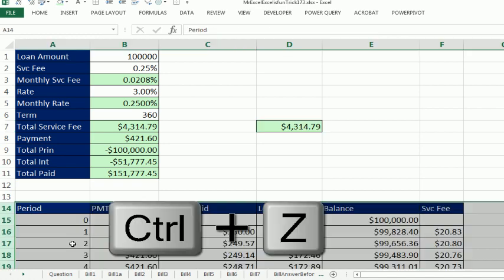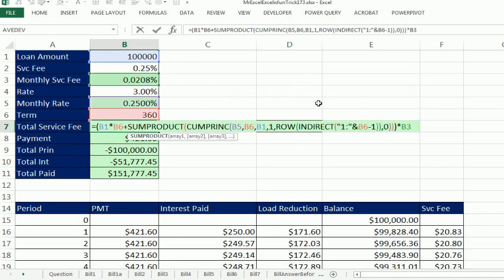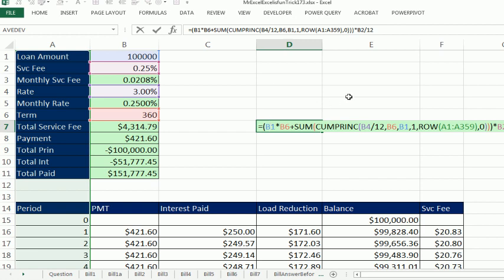Escape, Control Z. Now, the one downside to using this little construction here is INDIRECT is a volatile function, so it'll recalculate every time you do anything in this spreadsheet. Hey, for something like this where we have just some small inputs, that's probably not a problem. Escape, that is some amazing fun with array formulas and some awesome creativity with the Cum Principal function by Mr. Excel.